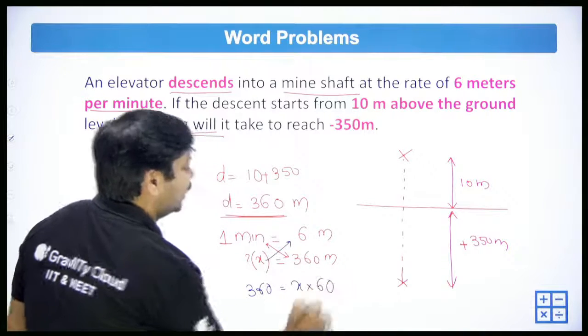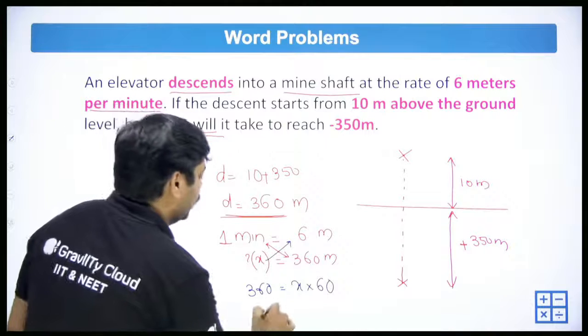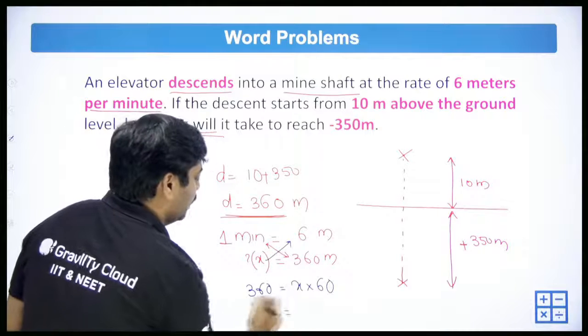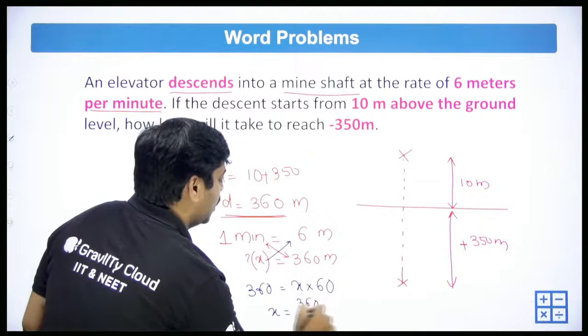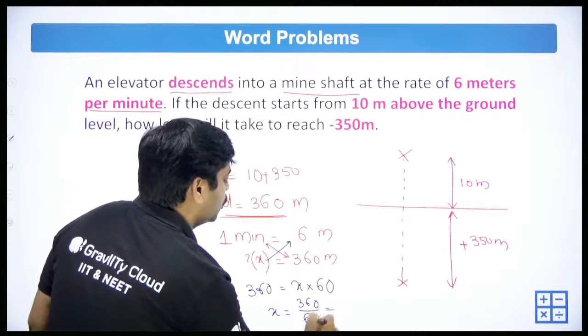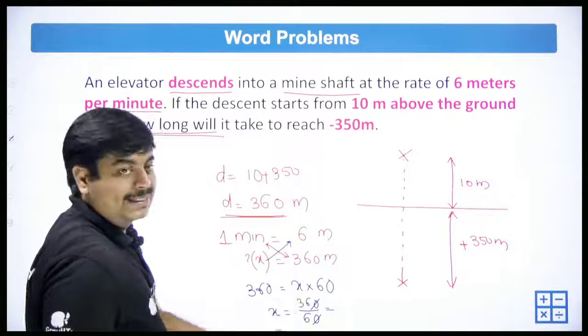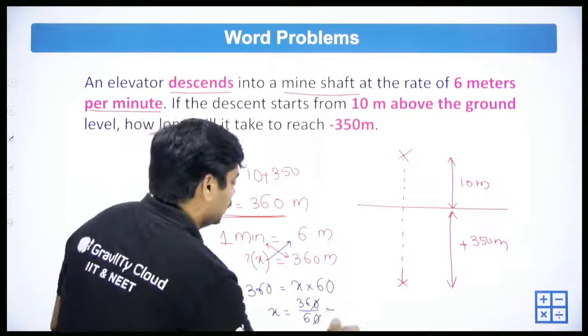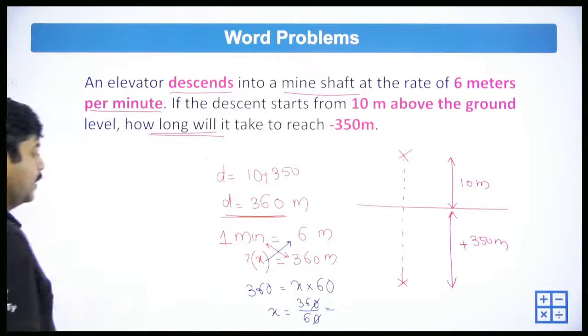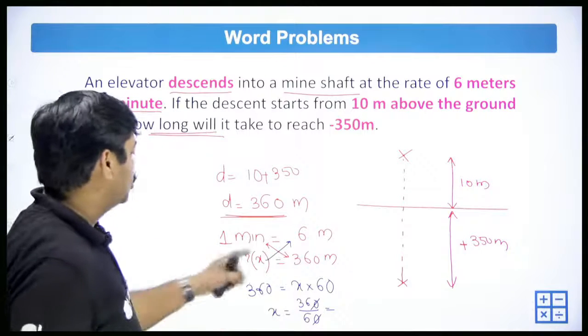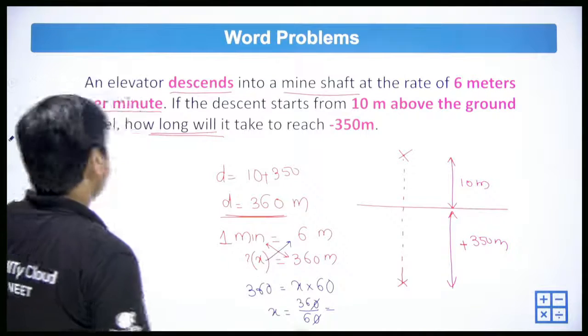So how can you find x here? The value of x will be 360 divided by 6, which will be 60. Sorry, once again, 360 is equal to x into 6, not 60, it is 6.